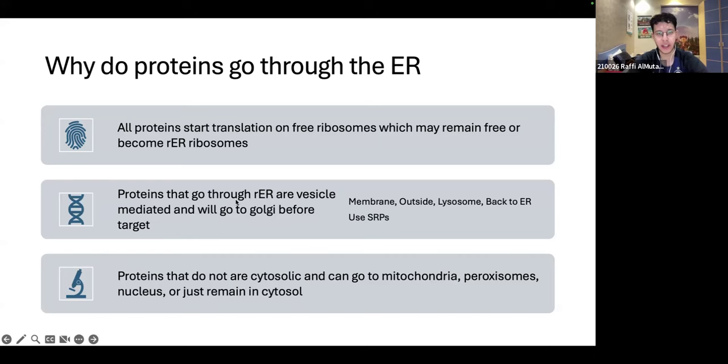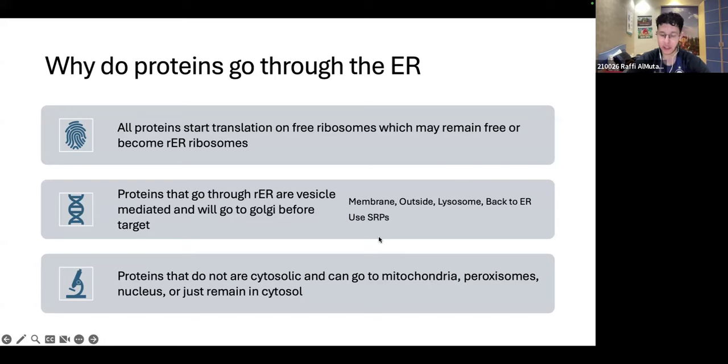So let me just break this down again, just so we're all clear. mRNA goes to a ribosome. The ribosome itself will translate the protein. This ribosome can go to the rough endoplasmic reticulum if the mRNA sequence has an SRP. And if it goes to the rough endoplasmic reticulum, it will use vesicles to move around. It will go to the Golgi, get modified, and it will go to other sites, which include the membrane, outside the cell, lysosomes, or back.